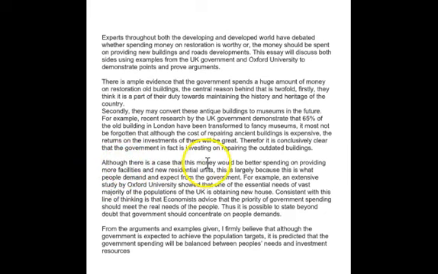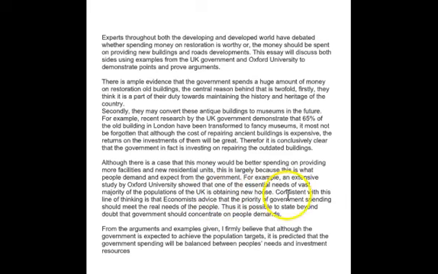Although there is a case that this money would be better spent, S-P-E-N-T, on providing more facilities and new residential units, this is largely because this is what people demand and expect from the government. Yeah, good, well done. For example, an extensive study by Oxford University, great introduction to an example, showed that one of the essential needs of the vast majority of the population in the UK is obtaining a new house. To make this bit shorter, we could say "is housing".